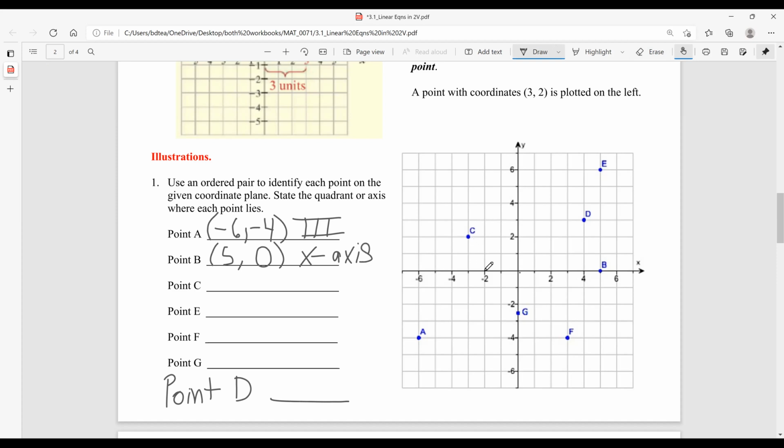Point C, starting from the x value, you're going to go over -3, and the y is going to be 2. So this is, again, going in the negative direction, -3, 2. Remember, each point has 2 coordinates, an x coordinate and a y coordinate. It tells the location: the x is -3 and the y is 2. And this is in quadrant 2.